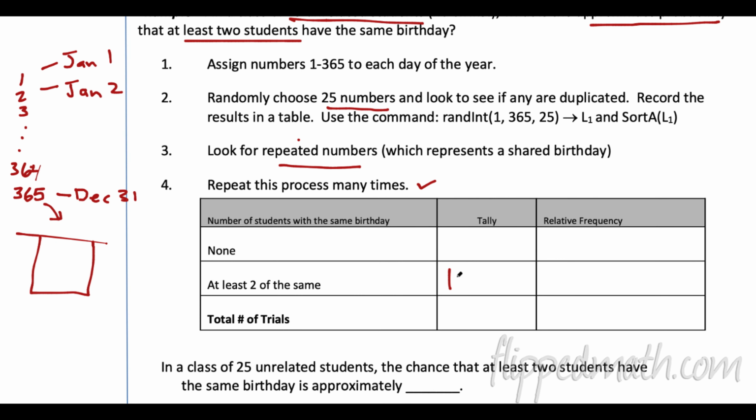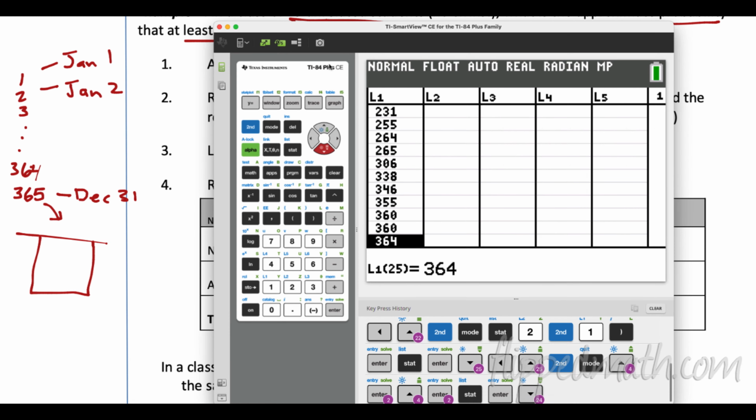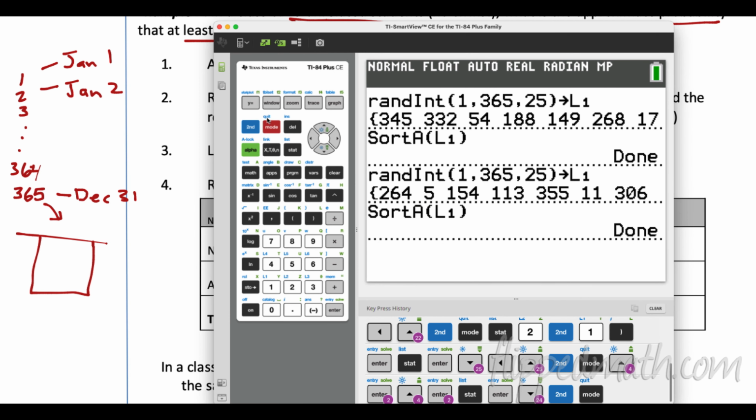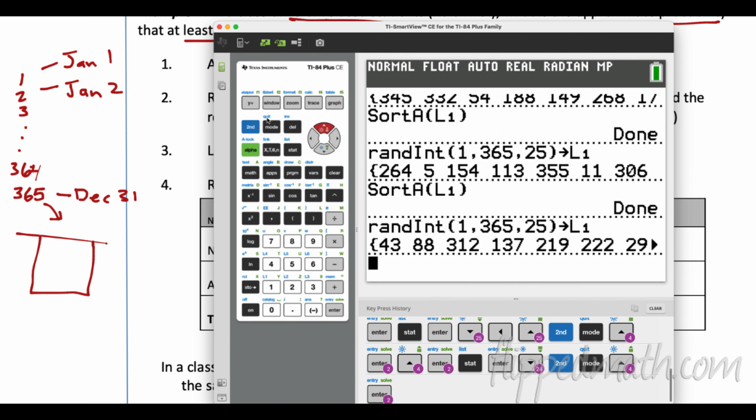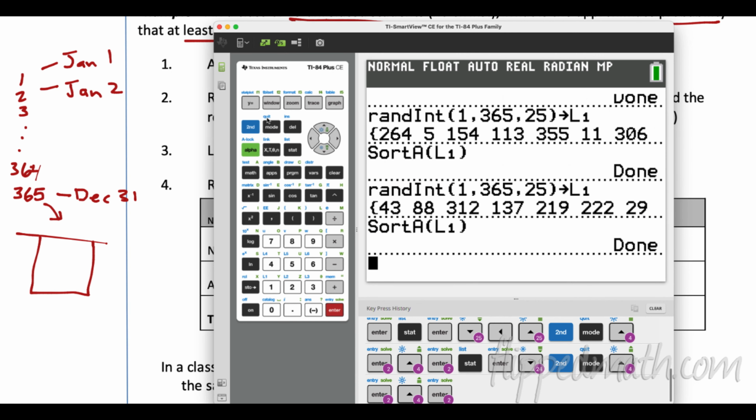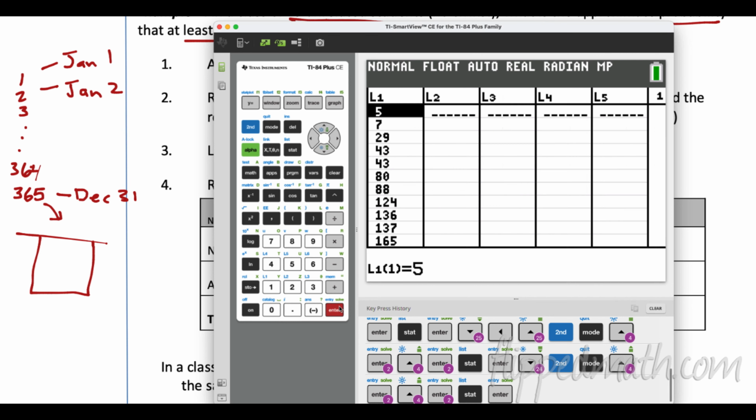I'm going to do it one more time because I want to get one where they don't repeat, just so you can see that anything is possible. So how do we do it again? I'm going to quit. I'm going to scroll up, random integer, into L1. I hit enter. Then I'm going to scroll up to sort ascending, L1. I hit enter, and it's just put 25 new numbers into my list. So I'm going to go down and look in this list.